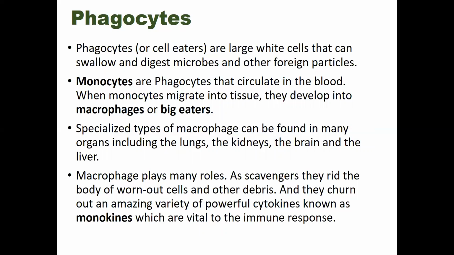Usually the monocytes are the phagocytes. The monocytes are a type of white blood cell that circulate in the blood. And when monocytes migrate into tissue, they develop into macrophages, or big eaters.